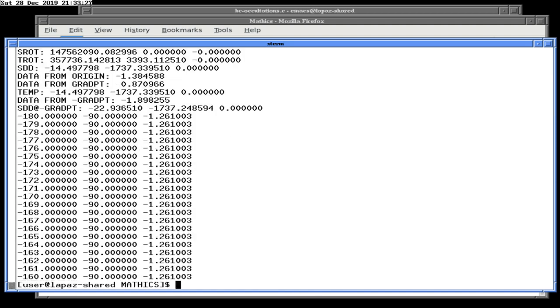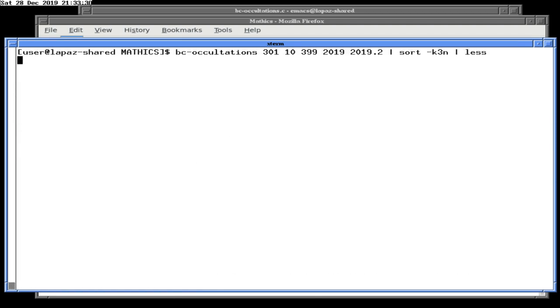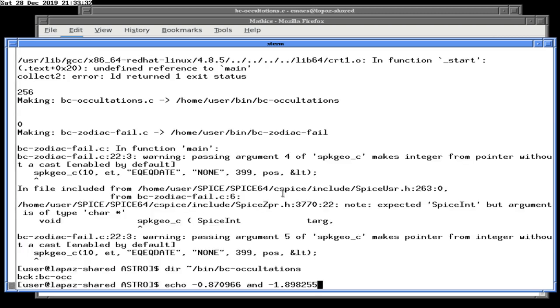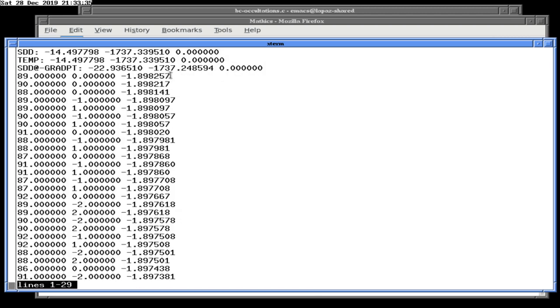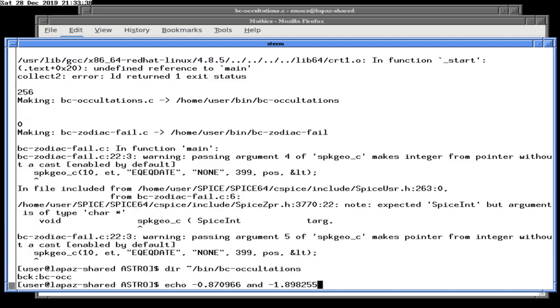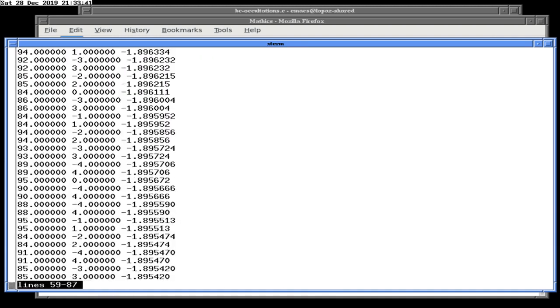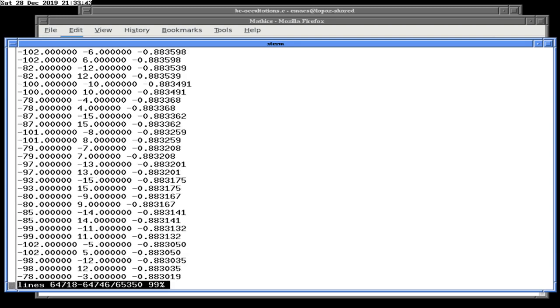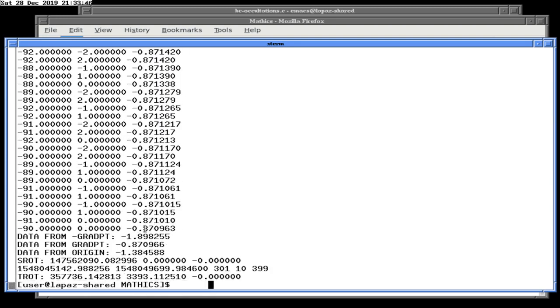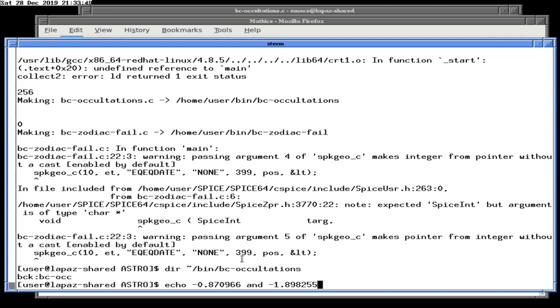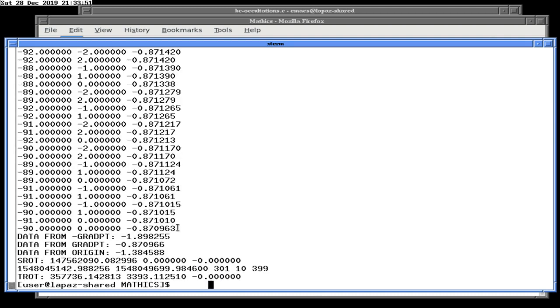Okay, so now we're going to do the sort minus. Let's see what this does. So minus 1.898257. It's not quite perfect, which bugs me, but we'll worry about that later. And then going all the way up, 99%, and we go up to minus 0.870963, 0.870966. Which is fine, because the actual value might be a little bit lower than the values on the latitudes and longitudes. Okay, so it looks like it's working pretty good for the beginning of this one eclipse that we're looking at. And it's not really the beginning, of course, it's when the center point is eclipsed.